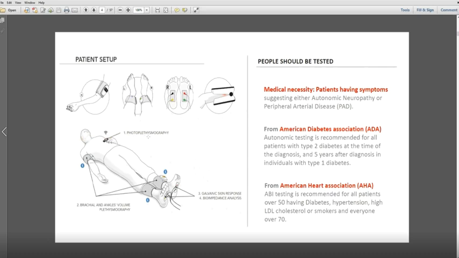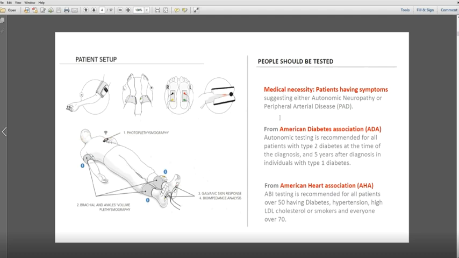Performing photoplethysmography, as I alluded to, which is pulse wave analysis to provide a lot of diagnostic information. Ankle brachial with the blood pressure. And then what I talked about, the galvanic skin response and bioimpedance for fat mass, as well as small fiber neuropathy. The folks that should be tested are patients that show symptoms either suggesting autonomic neuropathy or PAD. So this is the medical necessity for the test.